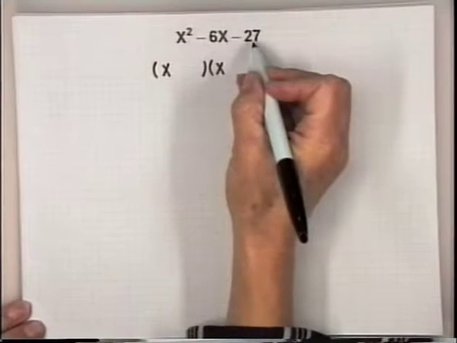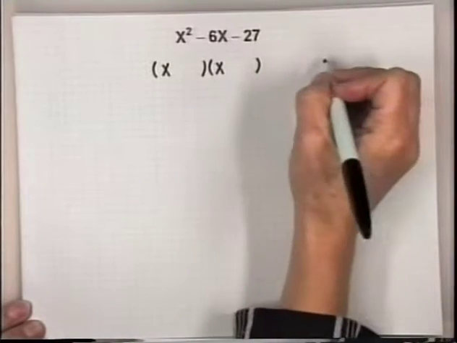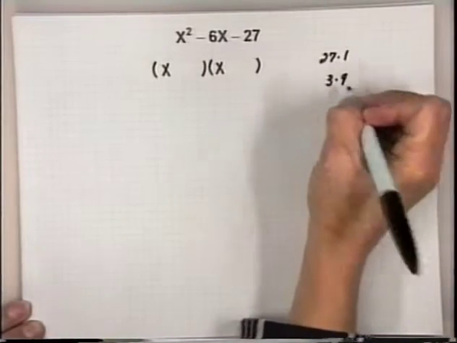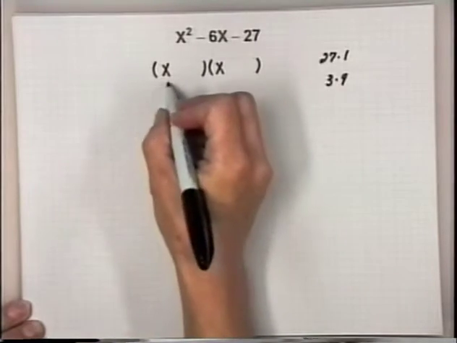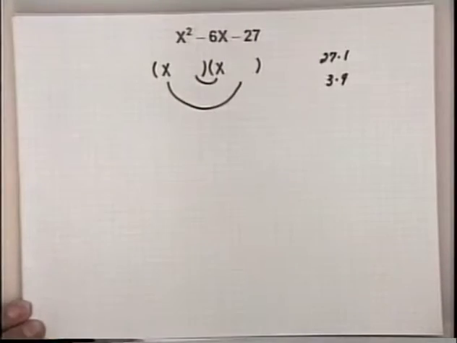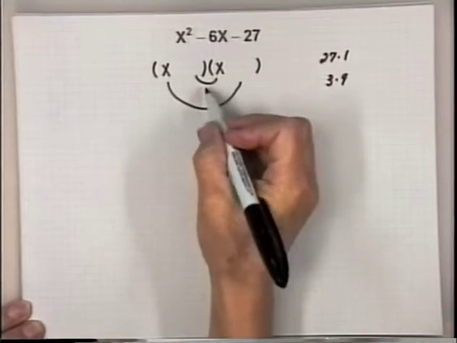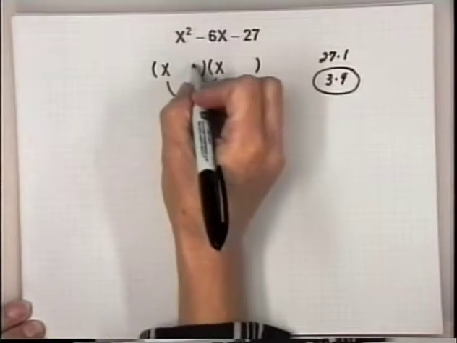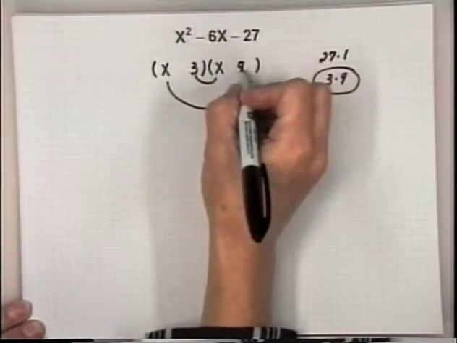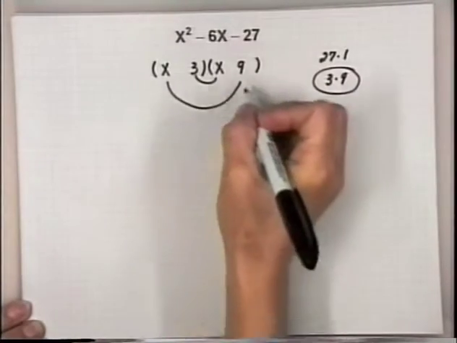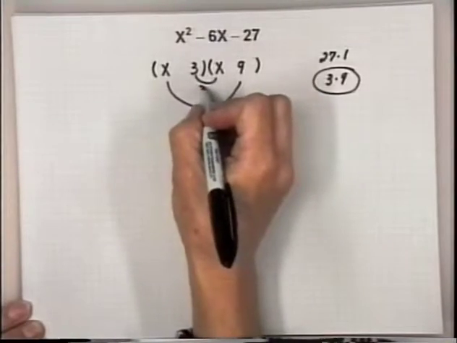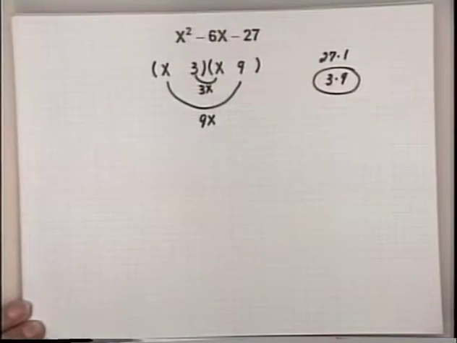Now, this time we need factors of 27. That could be 27 times 1 or 3 times 9. Since we have opposite signs, we need numbers whose difference is 6. Since the difference of 3 and 9 is 6, I'm going to try a 3 here and a 9 here. My outside product is 9x. My inside product is 3x.